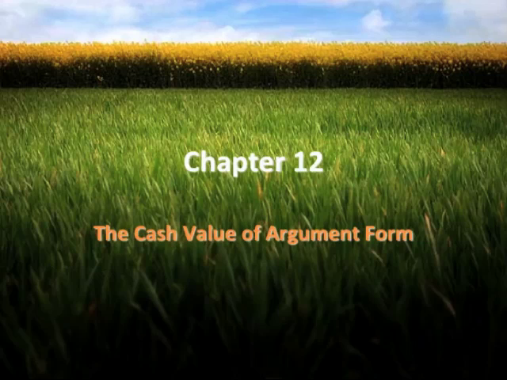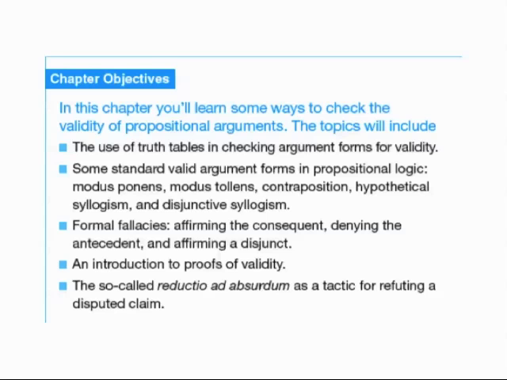Chapter 12 continues the examination of propositional logic with the analysis of argument form. We'll be looking at techniques for determining the validity of propositional arguments. You'll remember that any valid argument is one whose premises, if they are true, ensure the truth of the conclusion. In other words, if the premises are true, it's impossible for the conclusion to be false. Only deductive arguments can be valid.